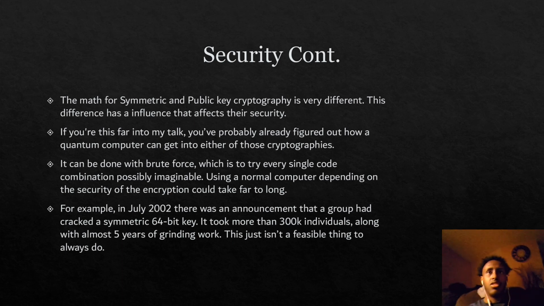Imagine you typing in, trying to figure out some random person's iPhone password, even with limited attempts, would take you forever. Forget just having the three times you can try something and then it locks you out, which is even worse. For example, in July 2002, there was an announcement that a group had cracked a symmetric 64-bit key. It took more than 3,000 individuals, along with almost 5 years of grinding work. This just isn't a feasible thing to always do.